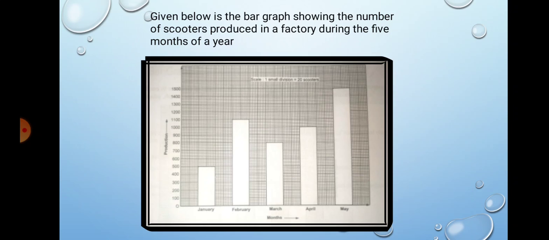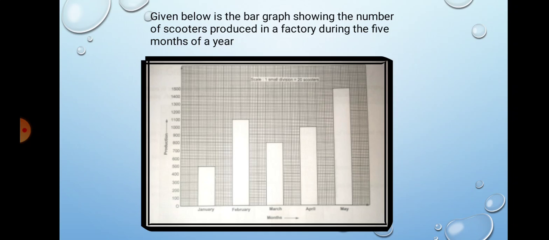So given below is the bar graph showing the number of scooters produced in a factory during the first 5 months of a year. So January, February, March, April and May. And you can see here on the x-axis we have taken the month and on the y-axis the number of scooters produced, and they have taken a scale like 100. So 0, 100, 200, 300, 400, 500.